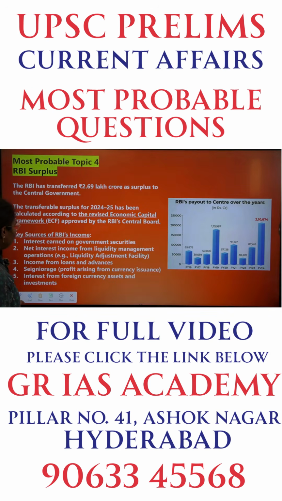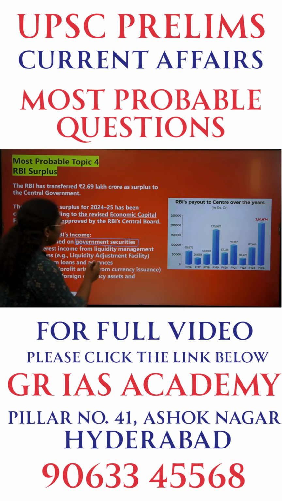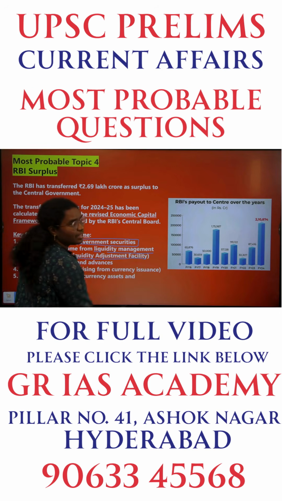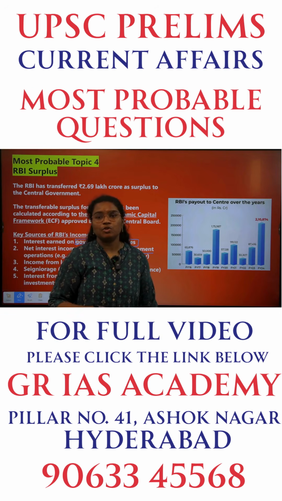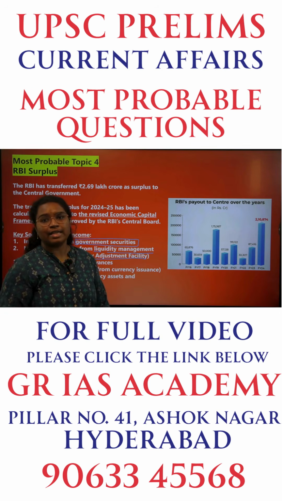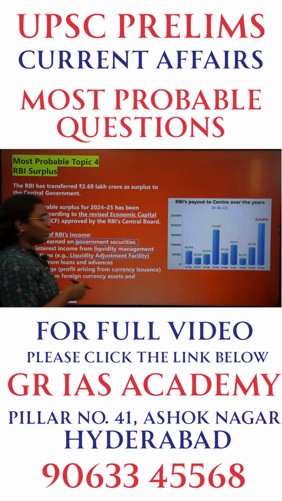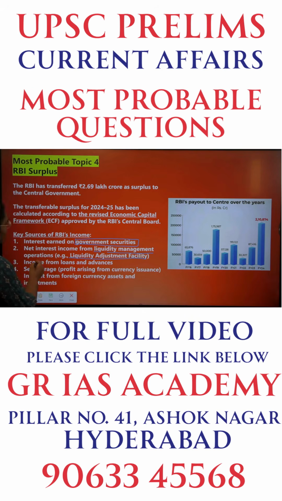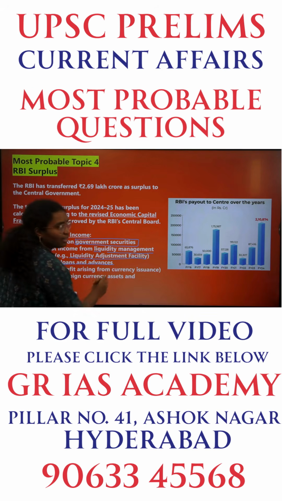So let's see what the key sources of income for RBI are. RBI earns interest on government securities. It also earns interest from liquidity management, that is, through the liquidity adjustment facility. It gives loans to banks whenever they need to adjust their liquidity, and it earns interest on them. And it earns interest or income from loans and other advances.